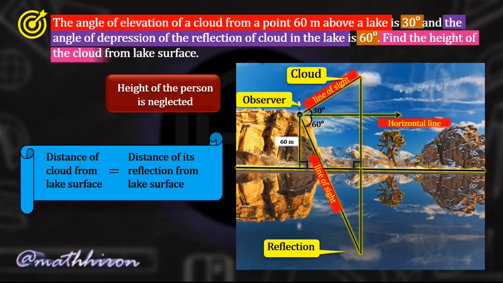Now the question is to find the height of the cloud from the lake surface. So this red marked line, we have to calculate the length of this red marked line. Okay, that is the distance of the cloud from the lake surface. So this is the problem actually.